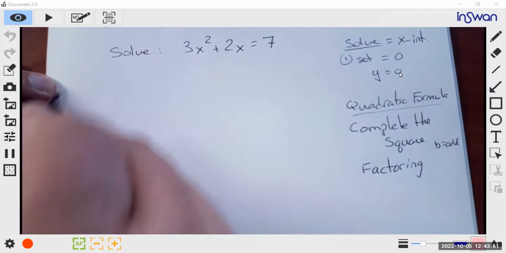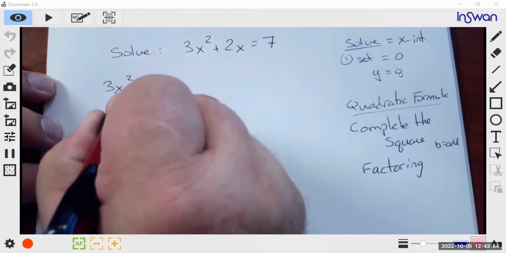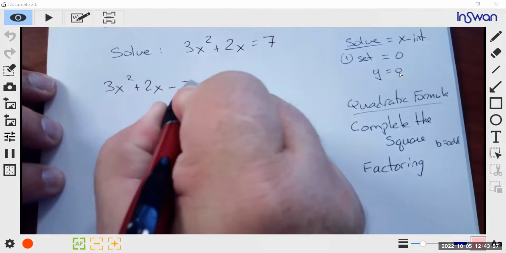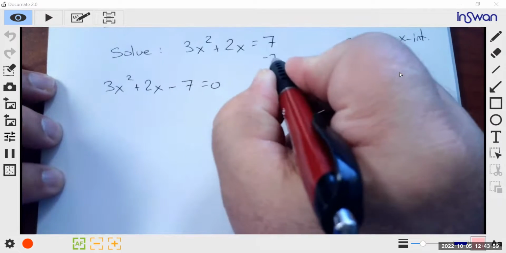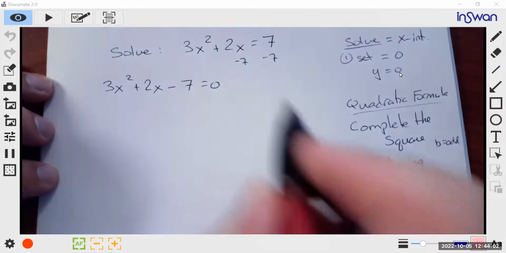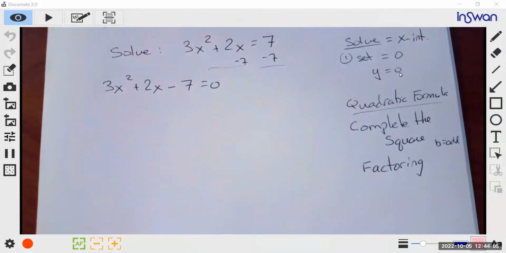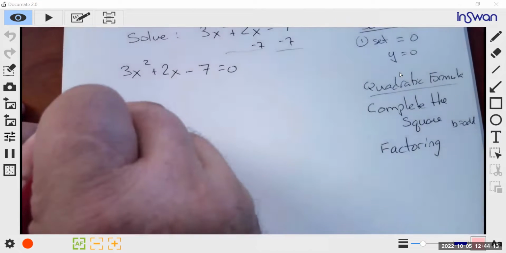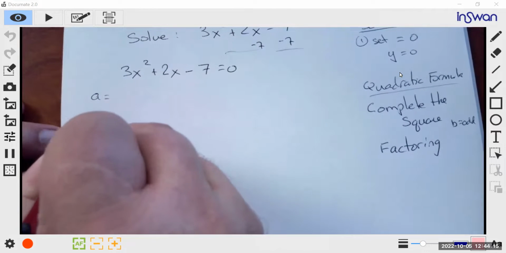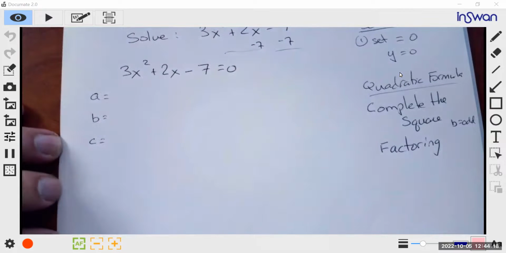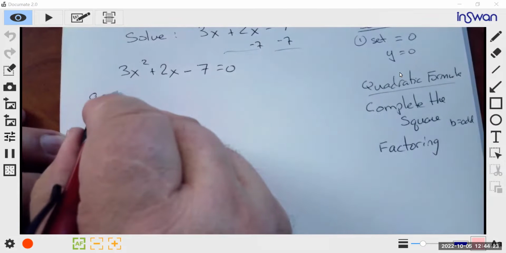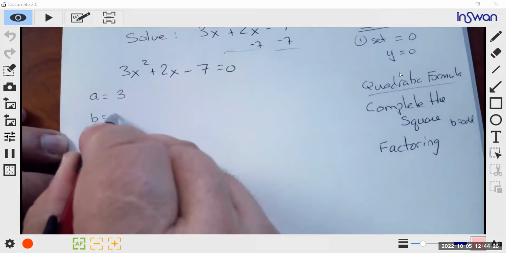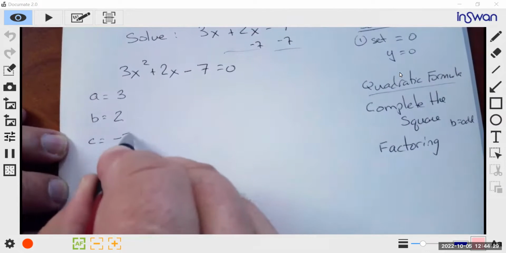So the first thing we have to do is make this equal to 0. So we have to subtract 7 from both sides, because we're looking for the x-intercepts. So we have to set y equal to 0. Then we have to label A, B, and C. What is A? B, and C. Very good, -7.